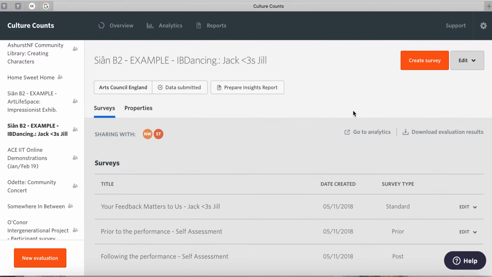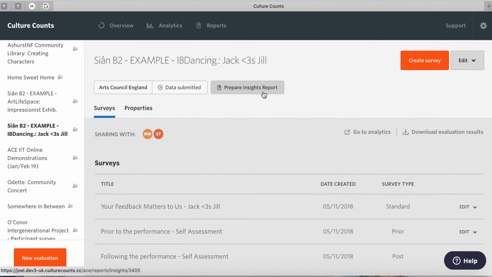Okay, so we have just spoken about submitting data once it's been collected. You need to submit your data to Arts Council, and we have just talked through that. In addition to submitting the data to Arts Council, you also need to prepare an insights report.